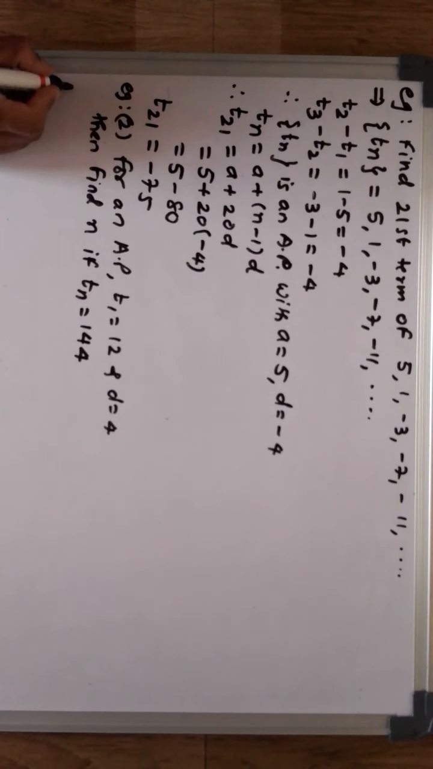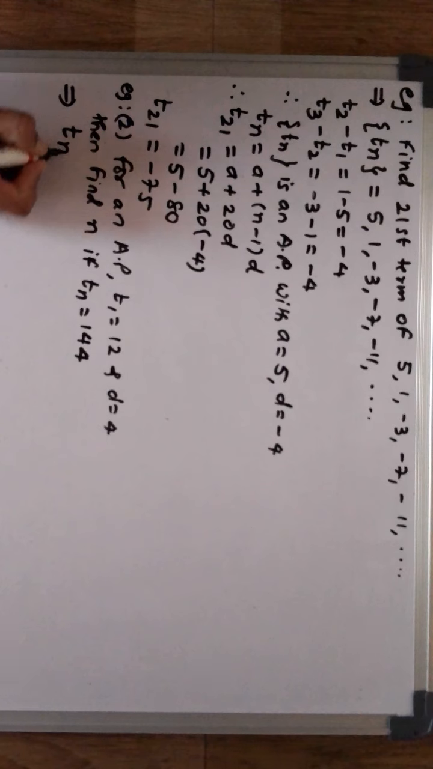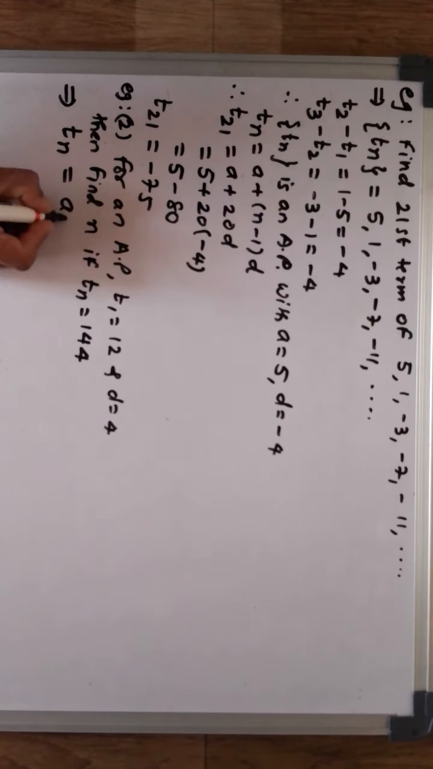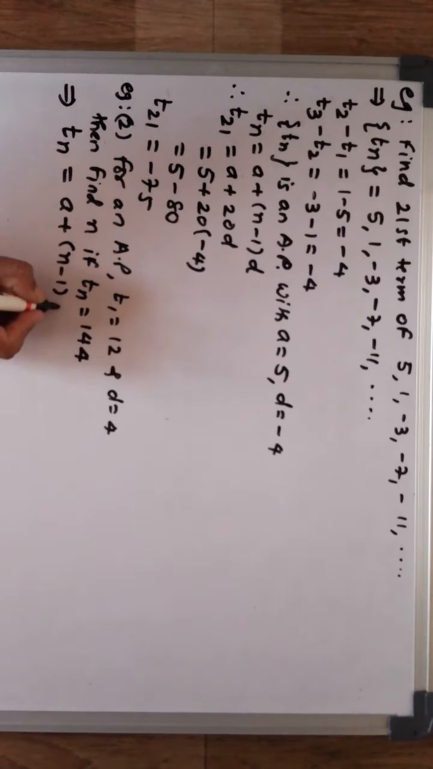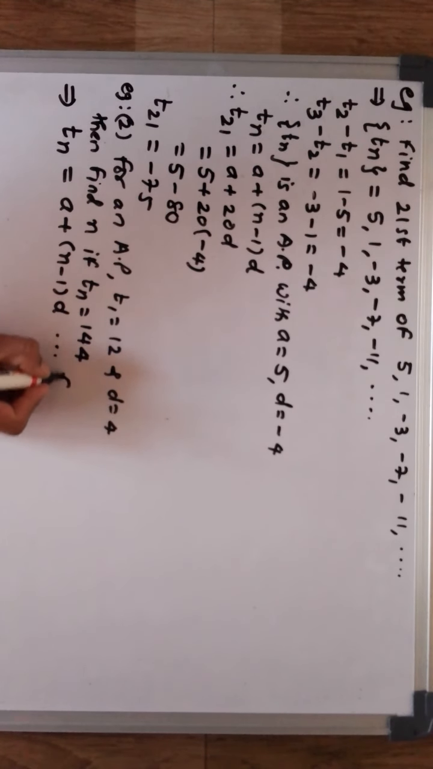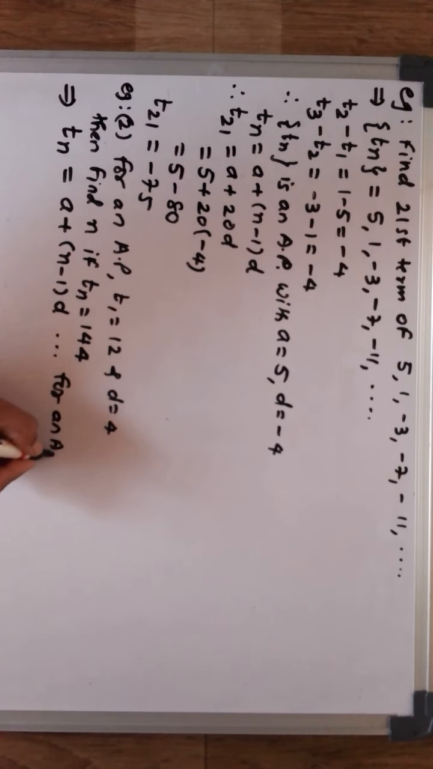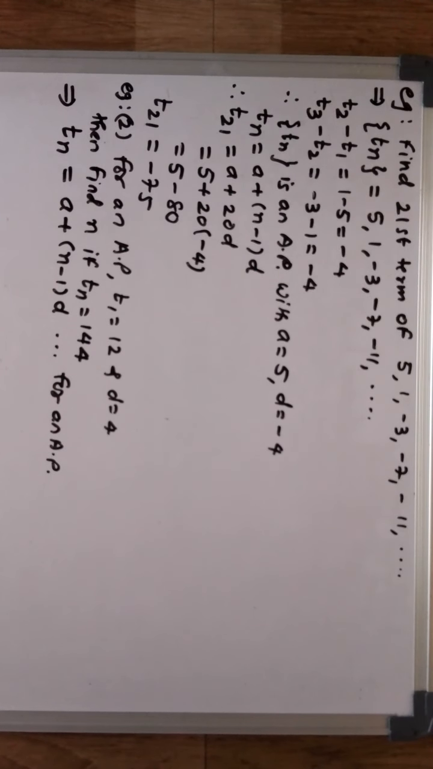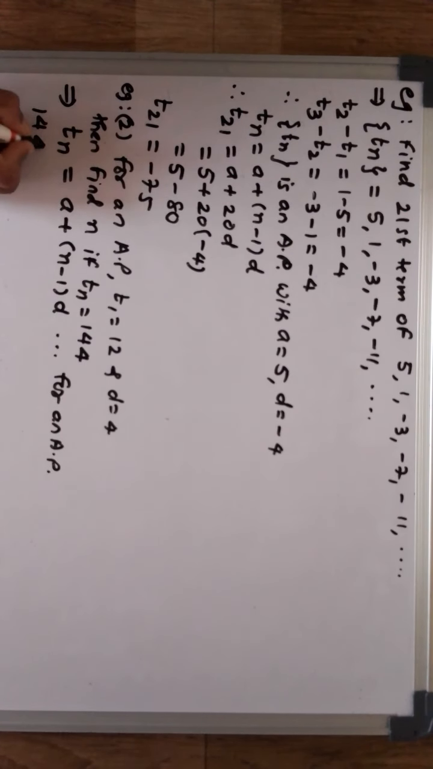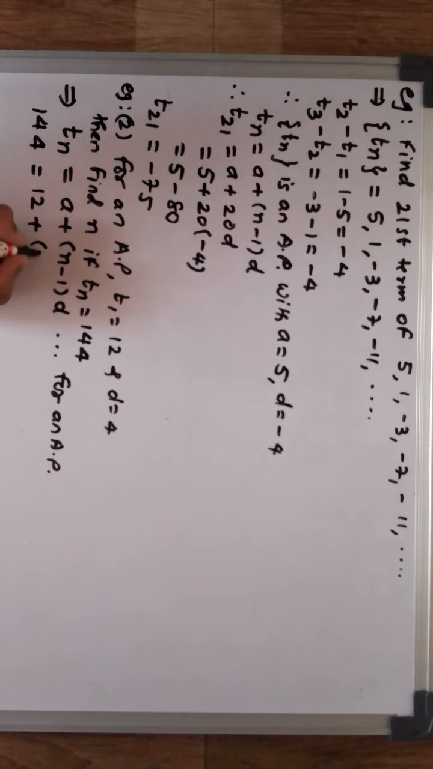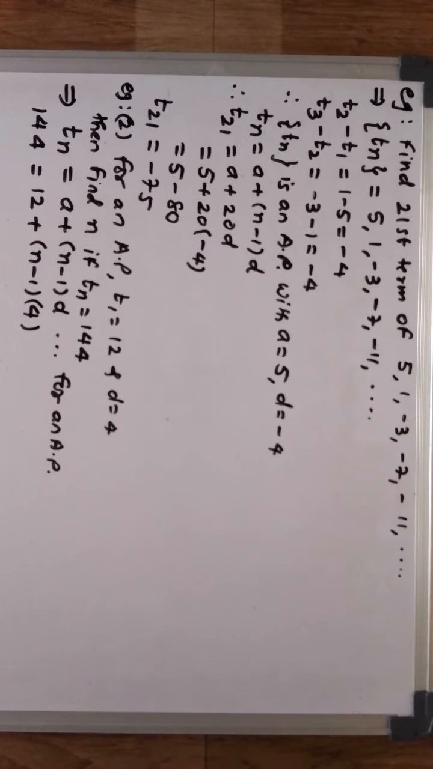So I will start with that only because Tn is mentioned. That is, Tn is equal to A plus (n minus 1)d. This is for an AP. That means this should be my first line. Now Tn is mentioned as 144 already, A is told as 12, n is not known and d is 4. Right? So how do I solve this?